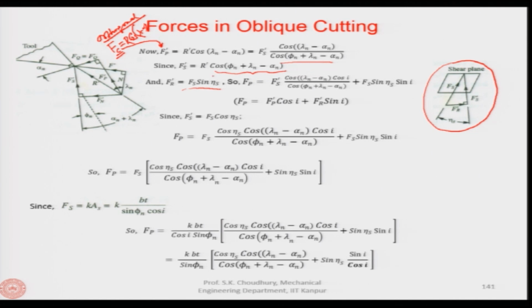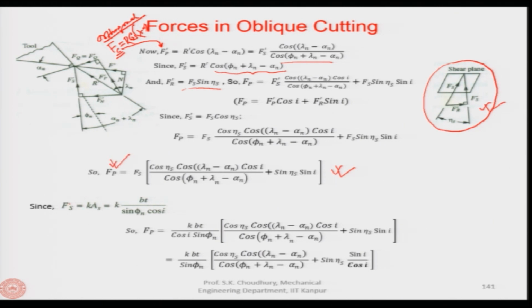So, the Fp can be said to be equal to Fs prime cos of this value plus Fs into this value, because the Fp is actually Fp prime cos I plus Fr prime sin I. Now, since Fs prime is Fs cos nu s from here, Fp can be found out as Fs into this expression plus Fs sin of nu s into sin I. So, altogether, Fs common, and this expression will be the expression for the Fp.